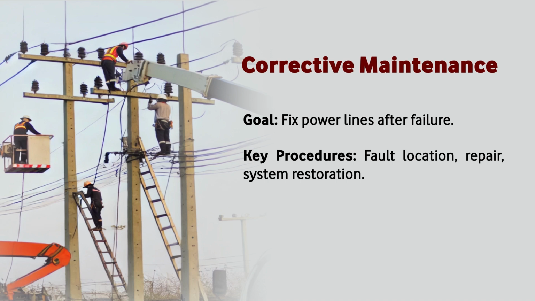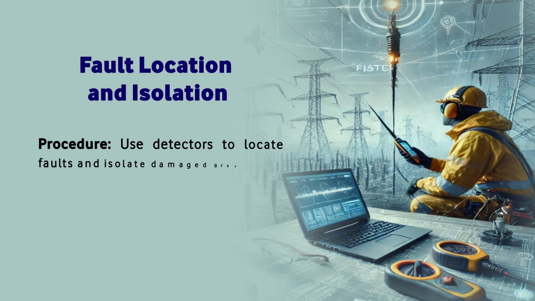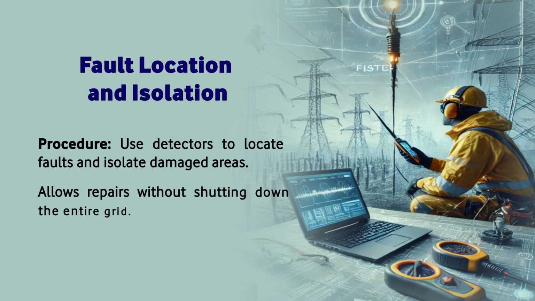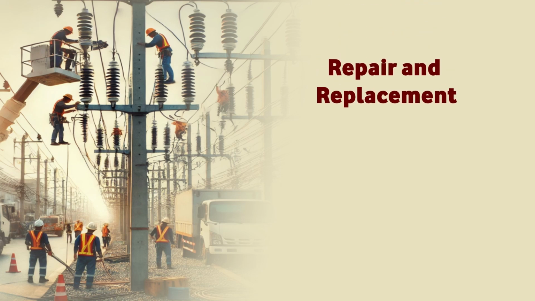What are the key procedures in corrective maintenance? First one is fault location and isolation. When a fault occurs, the first step is to locate it using fault detectors or analyzing the electrical characteristics of the line. Once it is located, the affected section is isolated to prevent further damage and restore service to the unaffected areas.